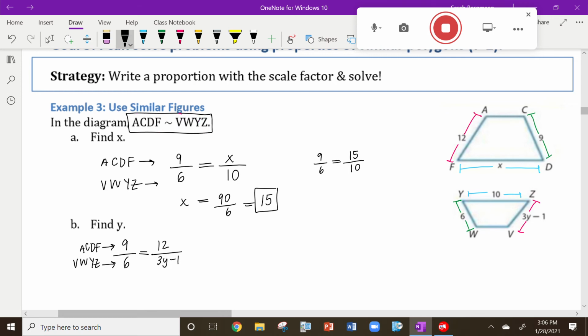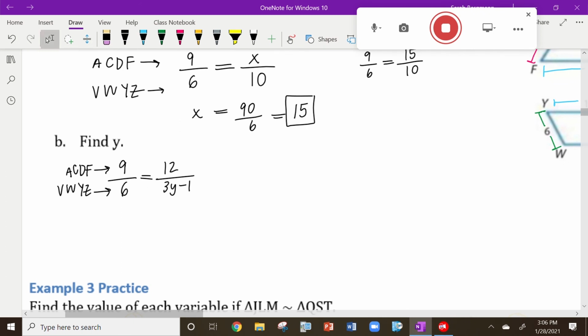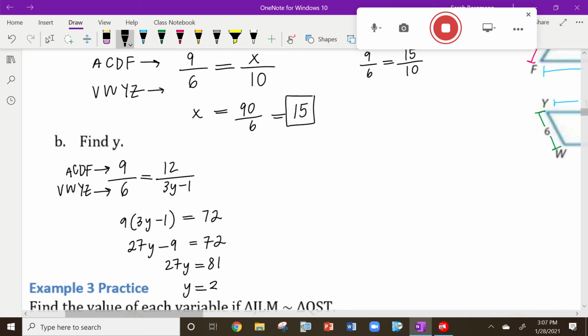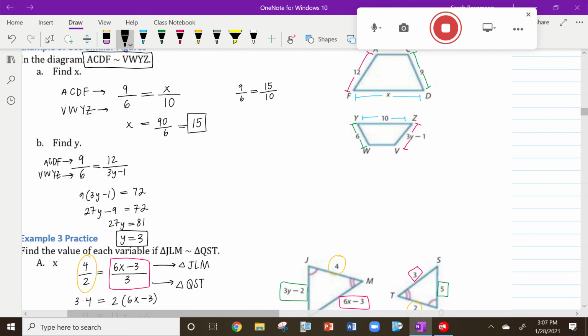Now I have a proportion that I can solve by cross multiplying. So I have 9 times 3y minus 1 must be equal to 6 times 12, which is 72. Distribute your 9. Add 9 on both sides. And finally, divide both sides by 27 to get y equals 3. You could plug this in to double check if the sides are proportional.